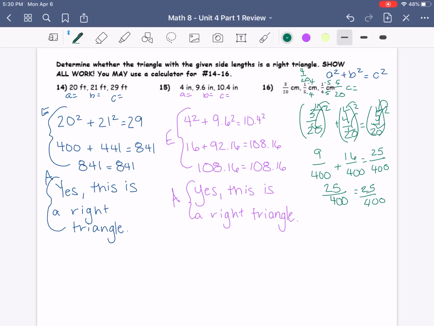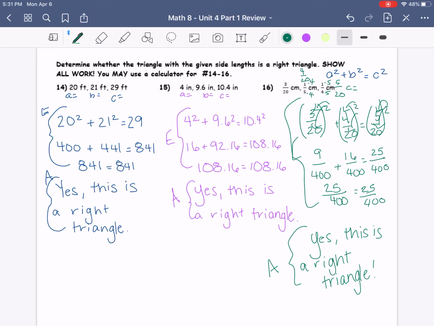Ooh, does 25 over 400 equal 25 over 400? Yes! This is a right triangle. Again, this is your analysis. You can't have your analysis without your evidence. So make sure you do that.